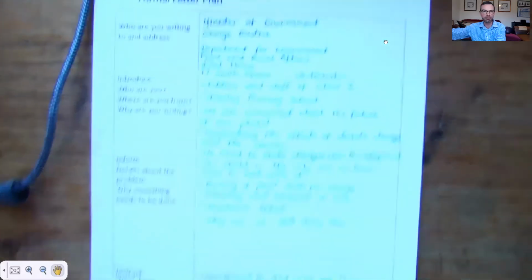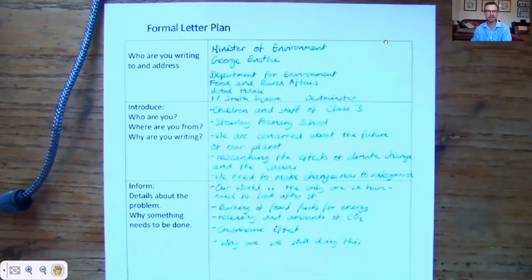Okay, class three. So we've been looking at climate change and are ready to write this open letter. We've done all our research, we've done our plans for our letter, and now it's time to put pen to paper and start to actually write that letter. So let's have a quick recap on a few things. It'd be worth just going back over your plan briefly, to remind yourself of some of those key bits and pieces.